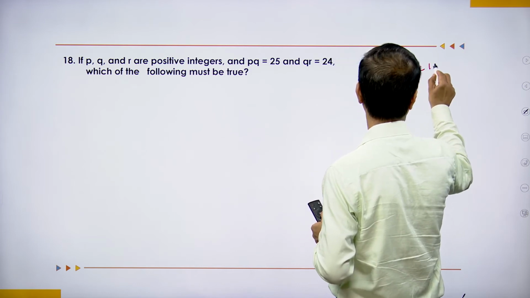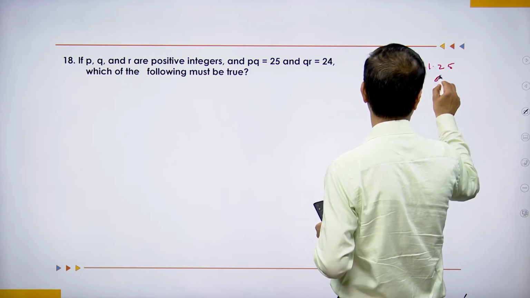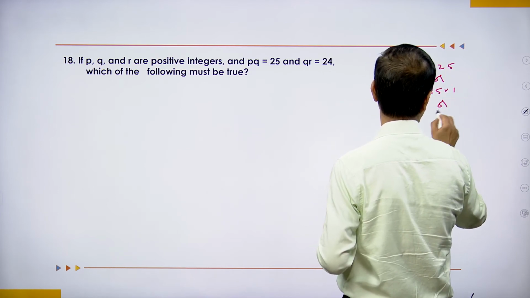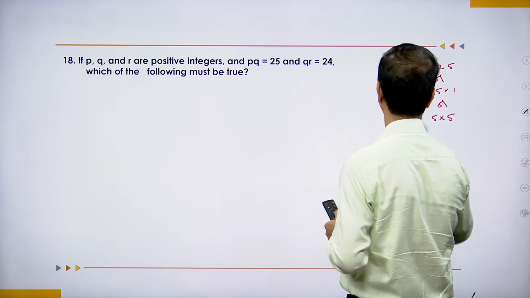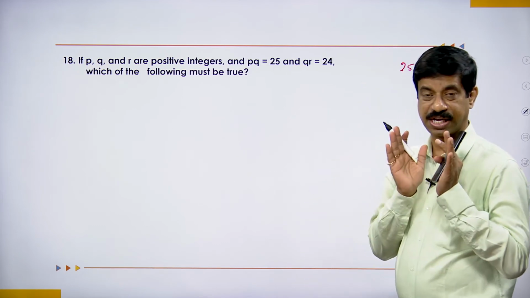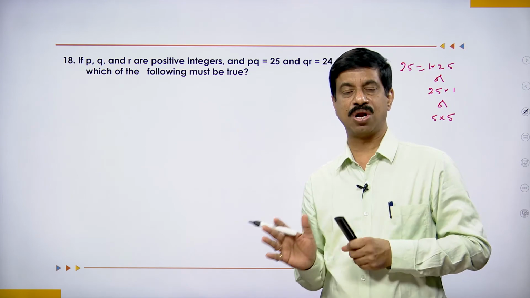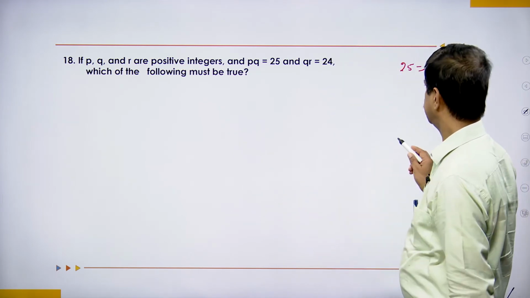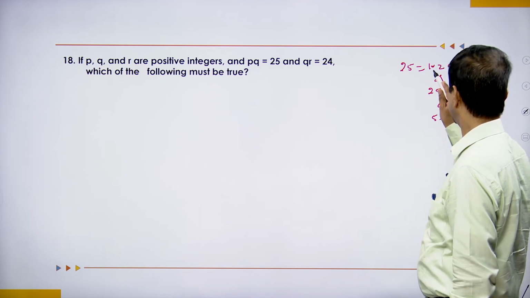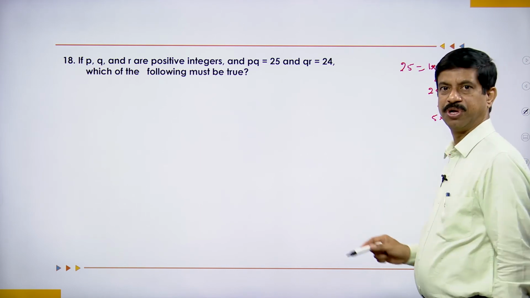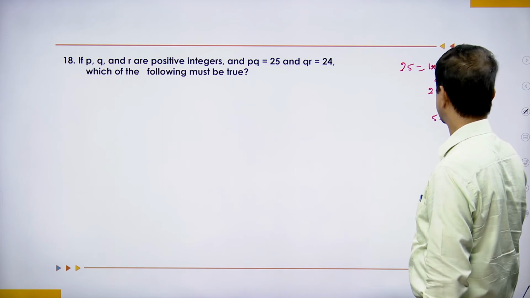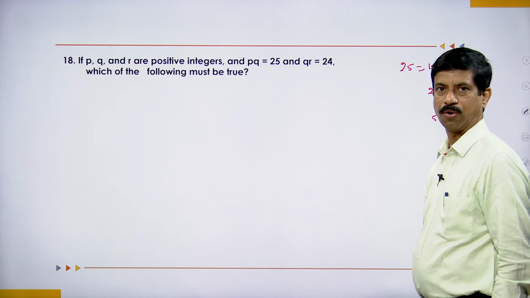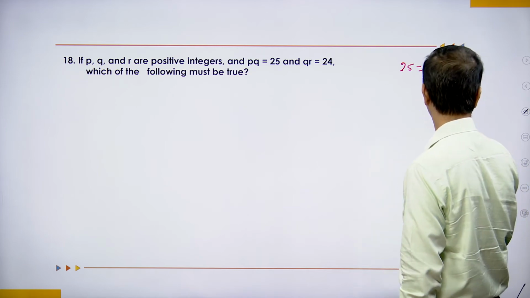Clearly, if you observe here, PQ is 25. 25 can be written as 1 into 25, or 25 into 1, or 5 into 5, right? I am just telling you, if I am working in the examination hall, how my mind thinks at this. So clearly either P is 1 and Q is 25, or P is 25 and Q is 1, or P is 5 and Q is 5. Okay. So now I'll eliminate this option.